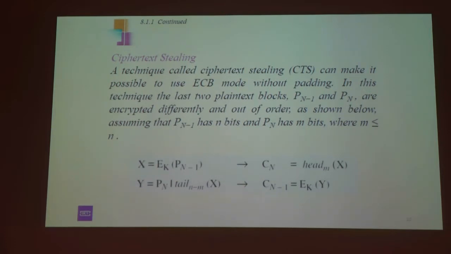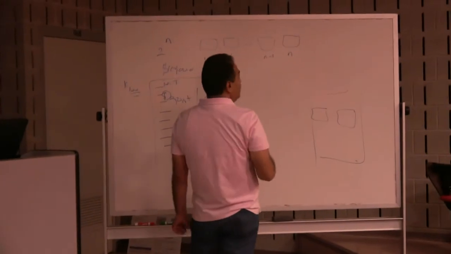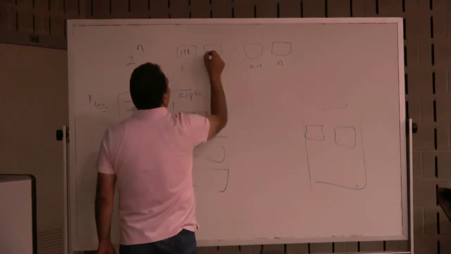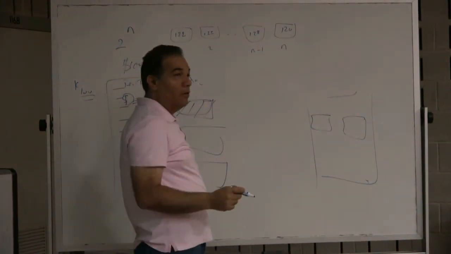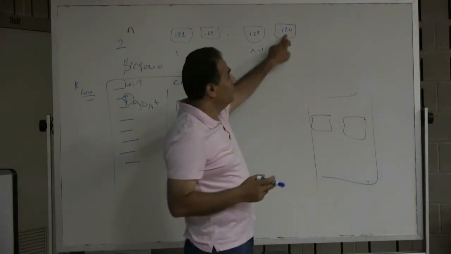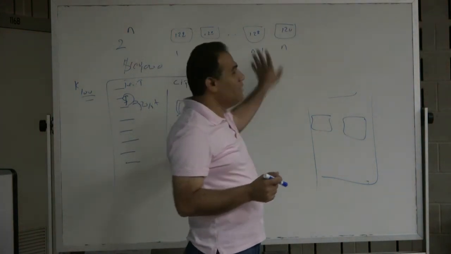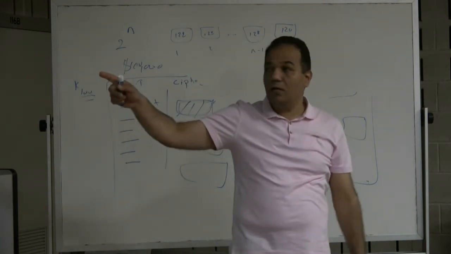You have, for example, block 1, block 2, up to block n minus 1 and block n. Let's say the size in here is 128, and the last block is 120. Typically with padding you would make it full size, but we want to keep it the same size. So you use a technique called stealing.